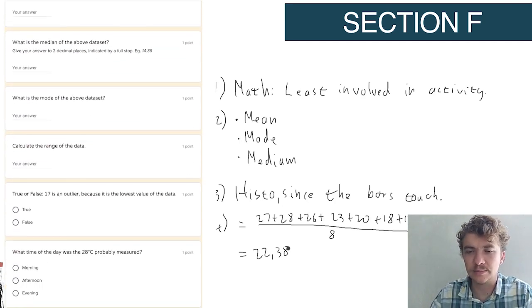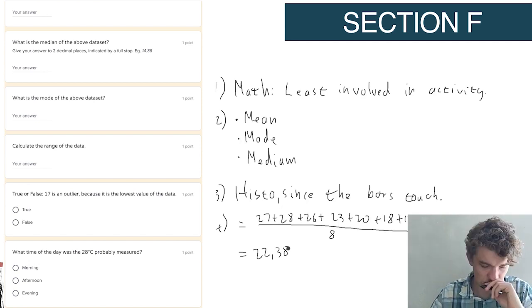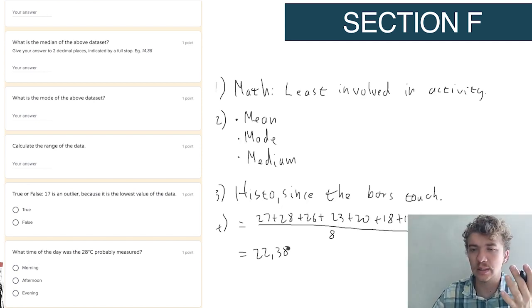Next question, what is the median of the data set? So the question is, what's the median of the data set? First thing you always need to do when working with the median is to first order the data from smallest to largest. So we have 17, 18, 20, 20.